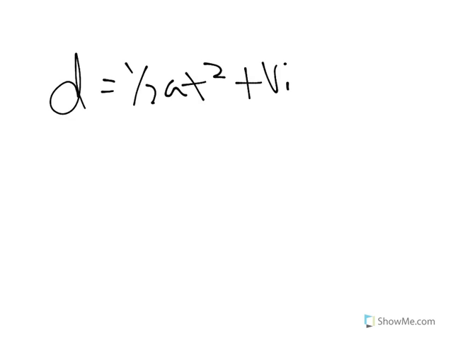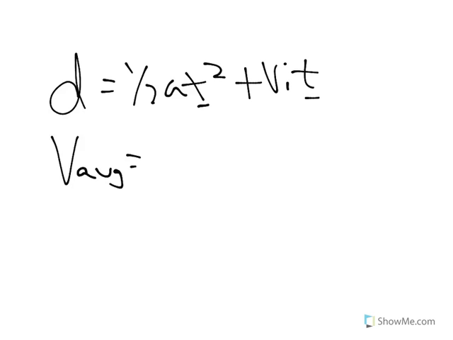The next formula is d equals 1/2 at squared plus Vi t, and the two times here should be the same. So this is your second formula. Your third formula may or may not get used much, but you need to know it anyway.